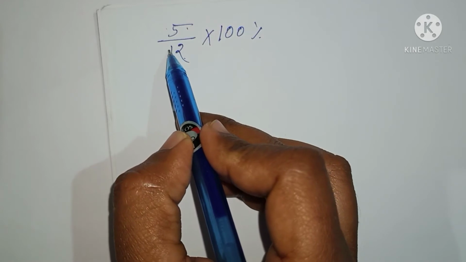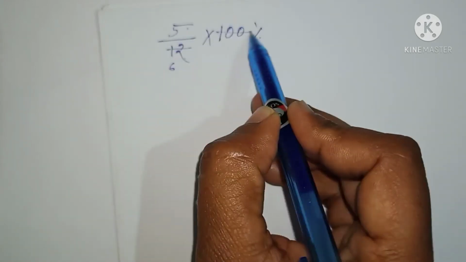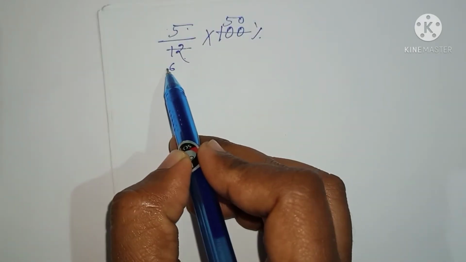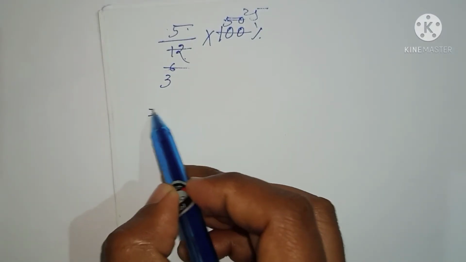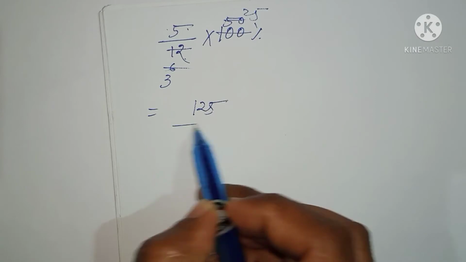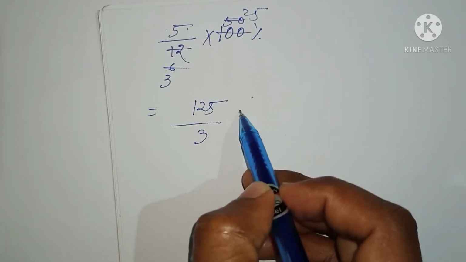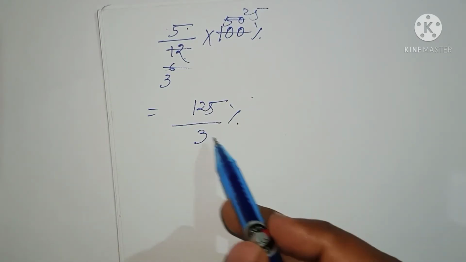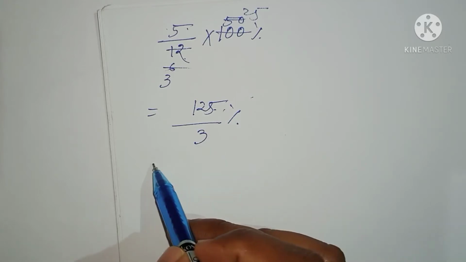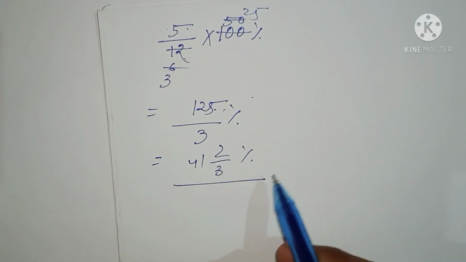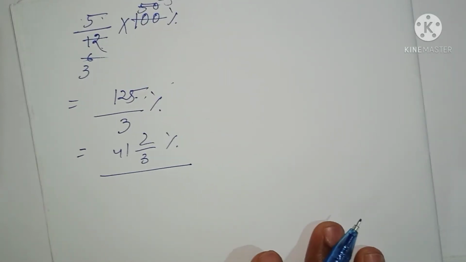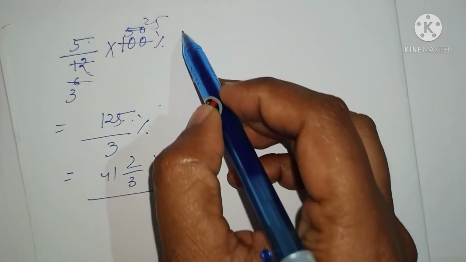So here 12, 2 6s are 12, 2 here will be 50, and 2 2s are 4, 3 2s... here 25, then here will be 125 divided by 3, and percentage is the same. So directly you can write 125 by 3% or 41 whole 2 by 3%. Is it clear?